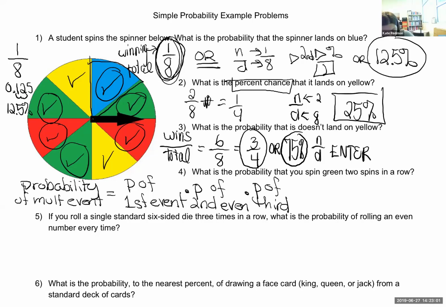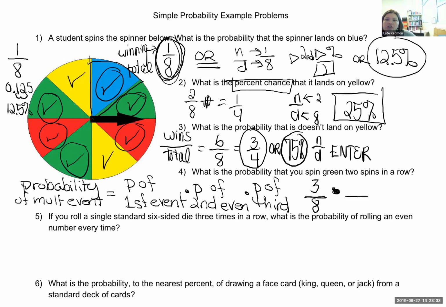So this says, what is the probability that you spin 2 green spins in a row, or you spin green 2 spins in a row? So I have 2 events happening. So I'm going to have to find the probability of that first event and the probability of the second event and multiply them together. So let's find the probability of the first event. What is the probability that I spin green on my first spin? 3 out of 8. I absolutely agree. Now, what's the probability that I spin green on my second event? Would it be 3 over 8 or 2 over 8?